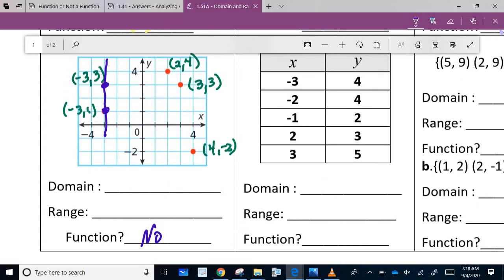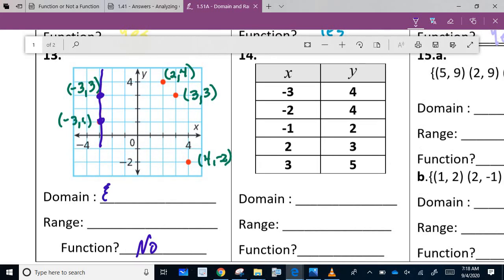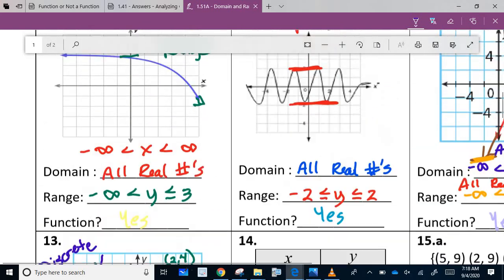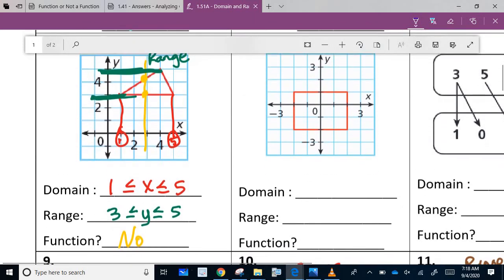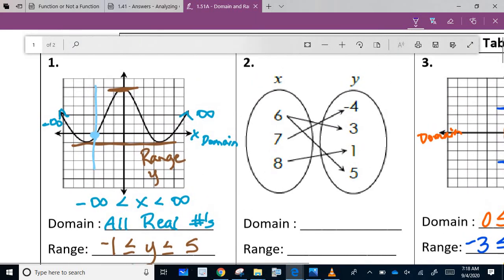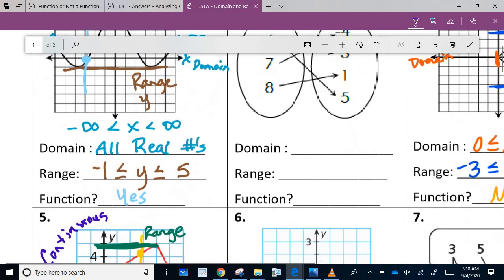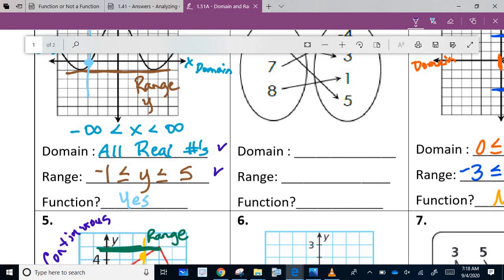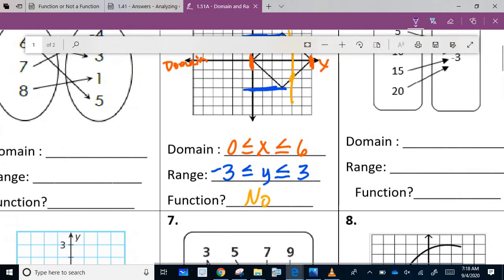Now, I'm going to come up with my domain right here. Since this is a discrete graph, we have to write individual points. These other graphs that we did, you see, are continuous. They're not dots. So we write these like this. Same thing on number 1. This is a continuous graph, not a discrete graph, so we have to write this just like we just did on domain and range.